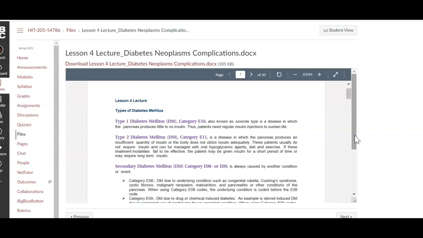I am going to go through a few things with this unit. I'm not going to go through each section of this lecture notes. That is your responsibility, but I am going to point out a few things.